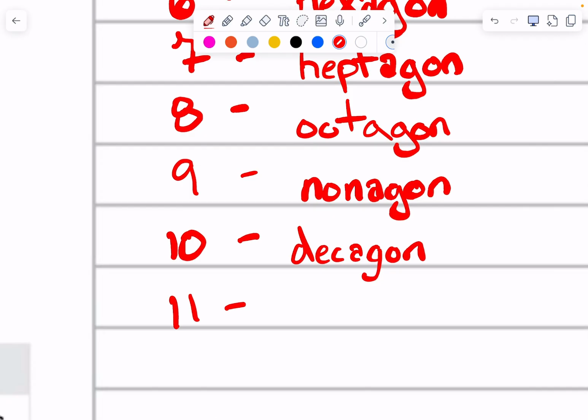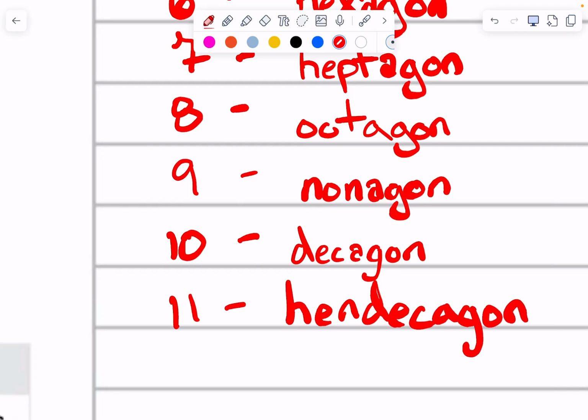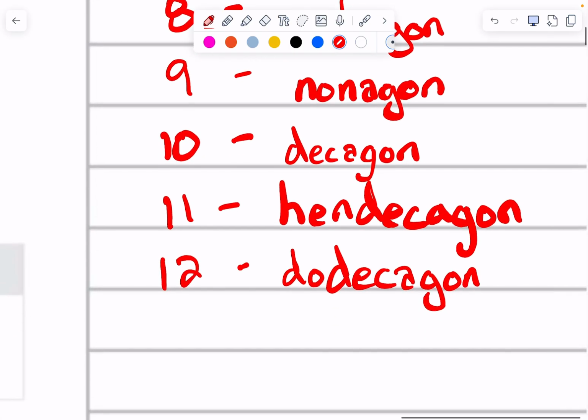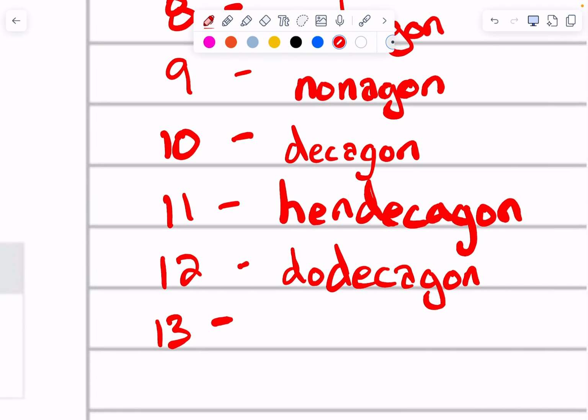If it has 11 sides, it is called a hendecagon. I don't know why hen. 12 is called a dodecagon. 13 is called a 13gon. 14 is called a 14gon.